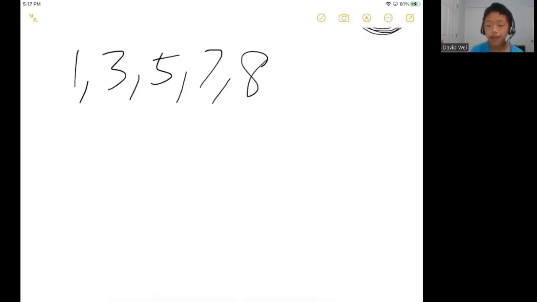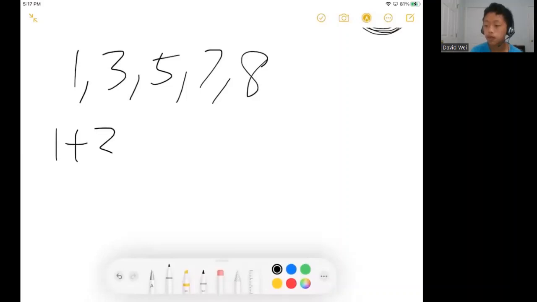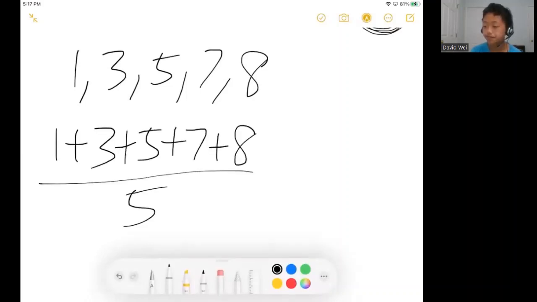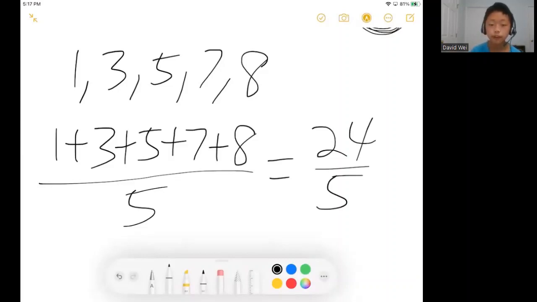So the average value in the units digit is going to be 1 plus 3 plus 5 plus 7 plus 8, divided by 5. That's 24 divided by 5. So what this tells us is that for each digit, the average value is going to be 24 over 5.